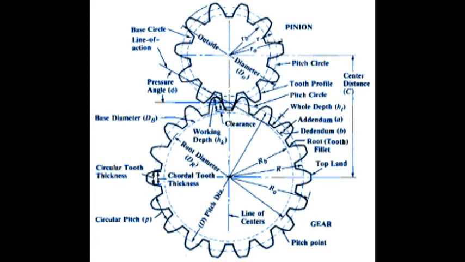So we have the thickness which is called the circular tooth thickness or chordal tooth thickness. What does chordal tooth thickness mean? If you want to measure the tooth thickness, we should know at what depth we want to measure it, at the pitch circle. I hope everyone understands this thickness.